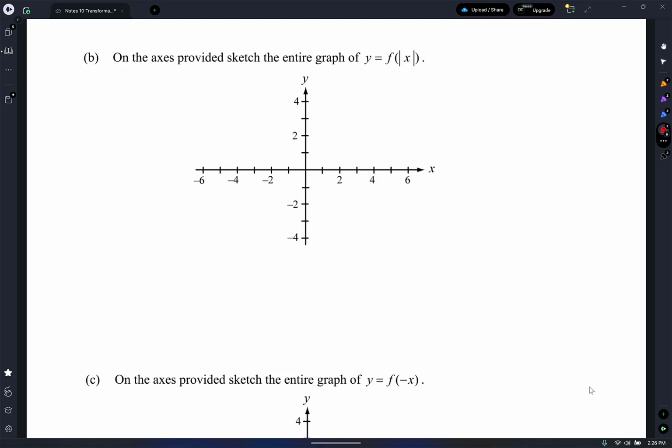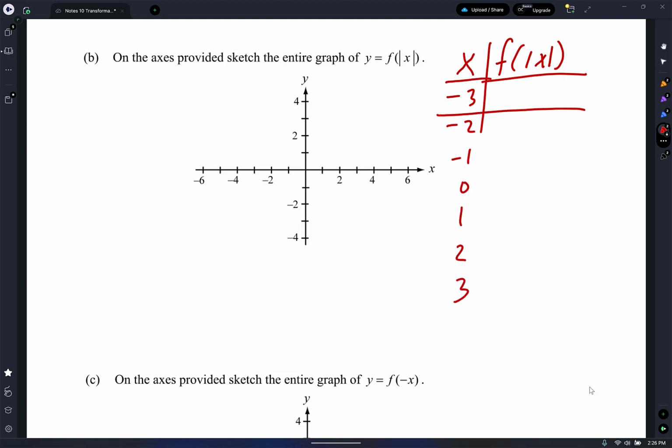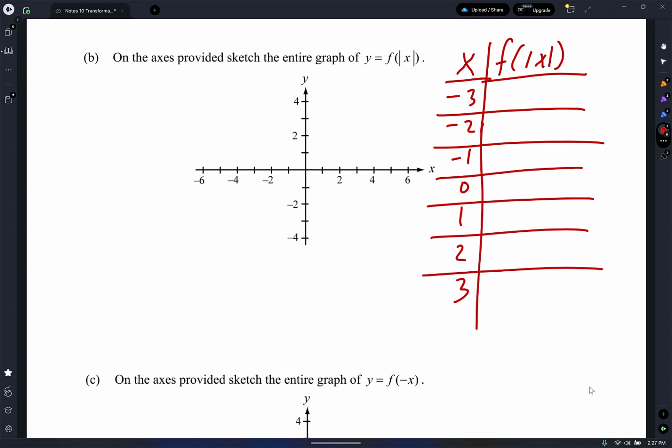Notice letter B has an absolute value inside of it. So I'm going to write f, absolute value of x, close, close. All right, guys, focus. Negative 3, negative 2, negative 1, 0, 1, 2, 3. You guys ready? All right.